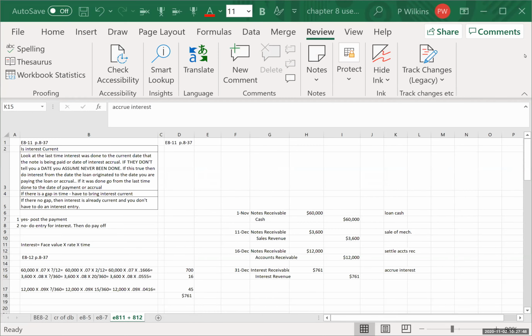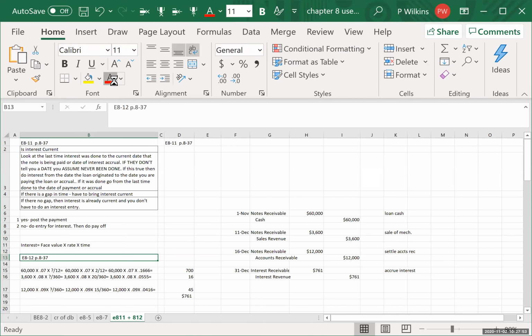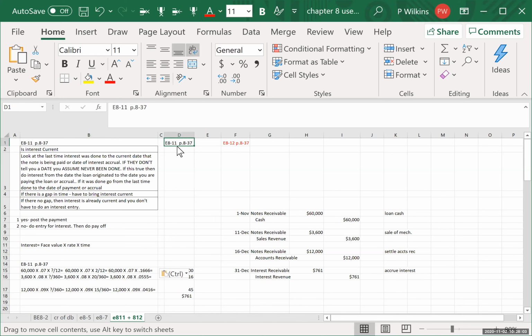All right. So this is actually 811 here. I have 812 in this box here, but this is not 812. 812 is the next one we're going to do. This is all for 811. Okay, this was all problem 811.